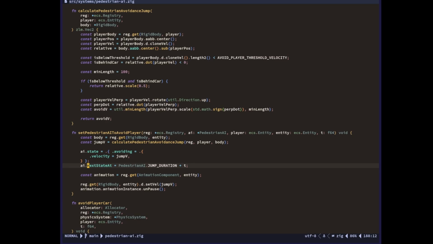And the way we do that is we set this next state at, which takes the global or the absolute time, and we add jump duration to that. And then we also need the animation, because we want the animation to run so it looks like the pedestrian is running. And then we also have this set velocity of the pedestrian's physics body to be the jump vector. So it will actually jump in the physics system as well.